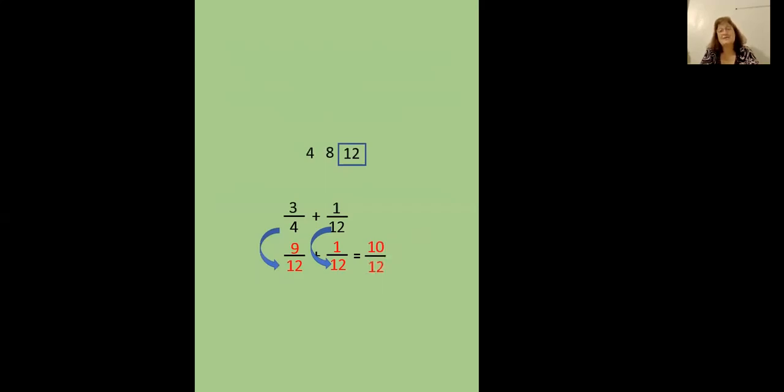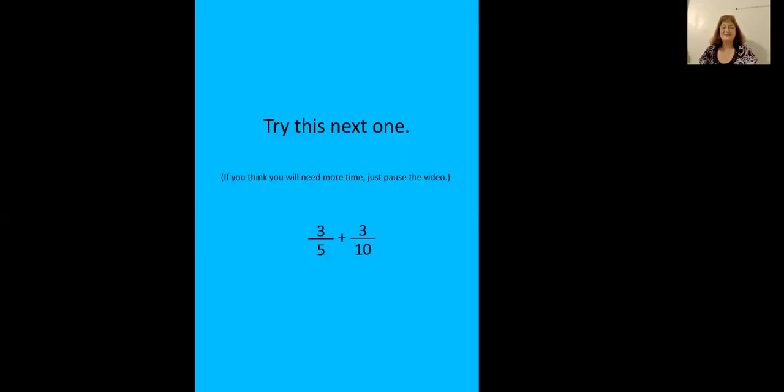However, 10 over 12 can be reduced. It can be reduced by dividing by the number 2. 10 divided by 2 is 5, and 12 divided by 2 is 6. Try this next one.